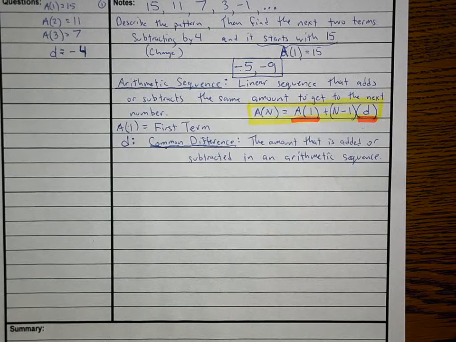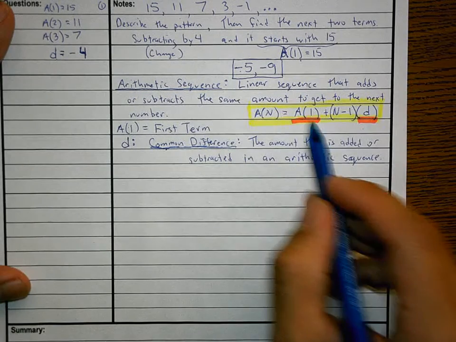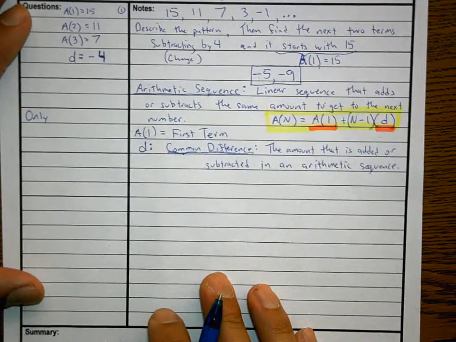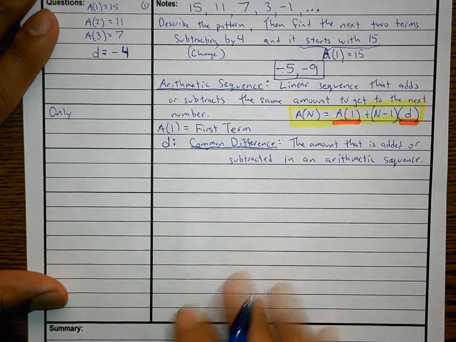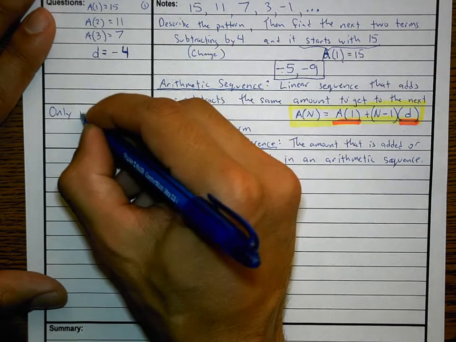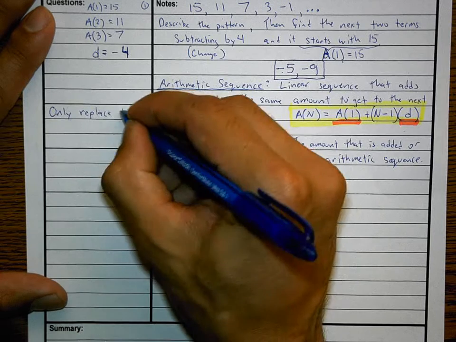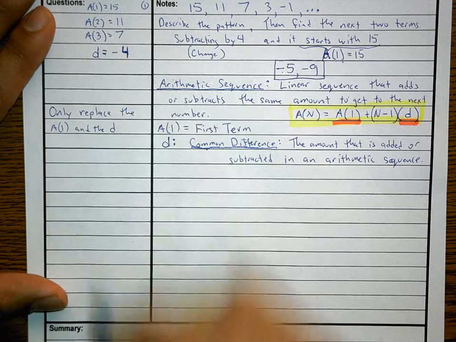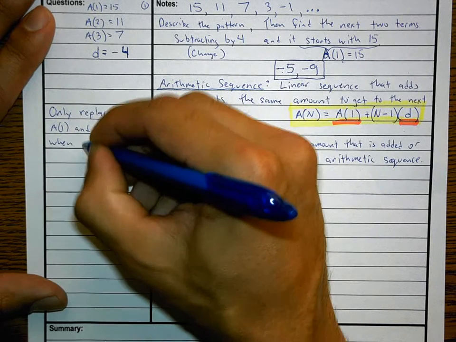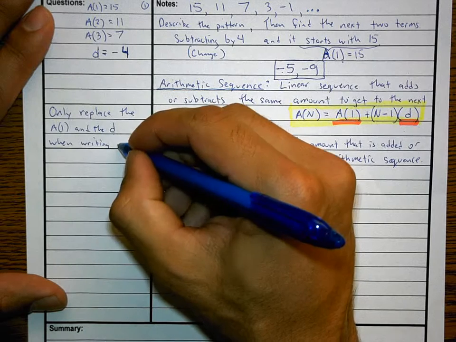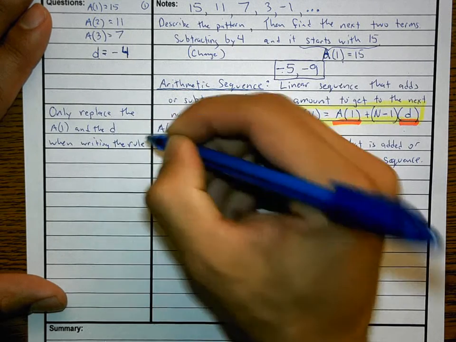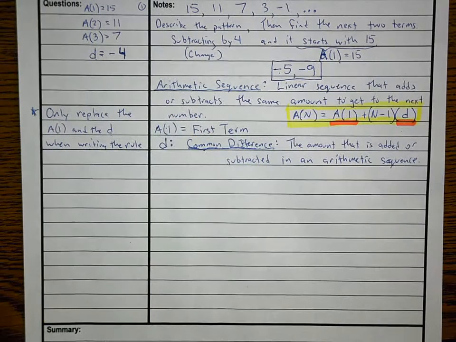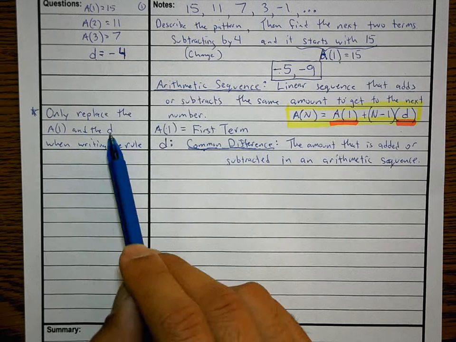And so I need to write that down off to the side. Over here. Only, let me recenter that. Right even with this, I'm writing only replace the A1 and the D when writing the rule. A little star. Only replace the A1 and the D when writing the rule.